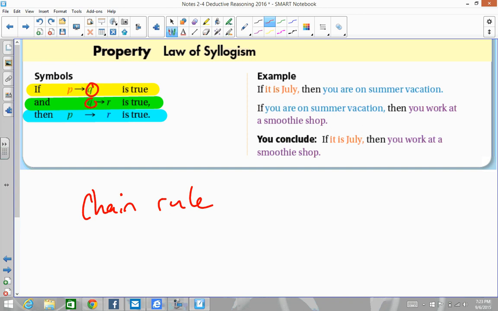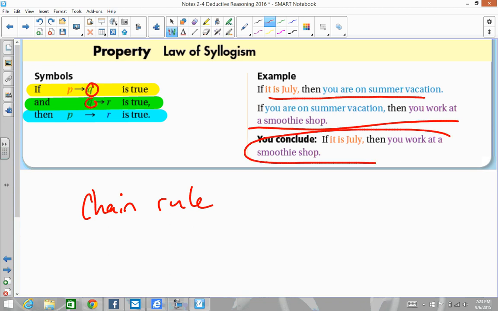The difference between this one, the law of syllogism, and the law of detachment is that in the law of syllogism, you have multiple if-thens going on, and your conclusion is an if-then. In the law of detachment, you have a single if-then, you're given the if part, and your conclusion is the then part. In this one, your conclusion is an if-then statement, connecting the first if and the second then together.